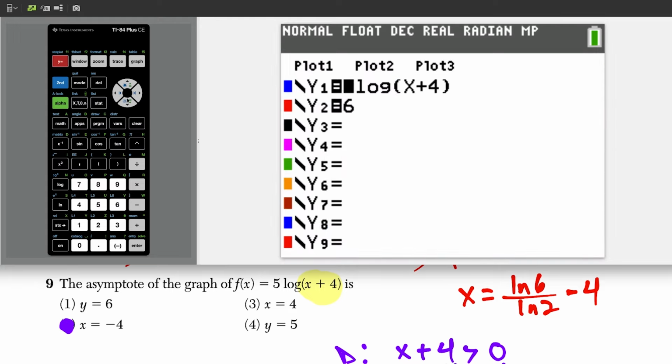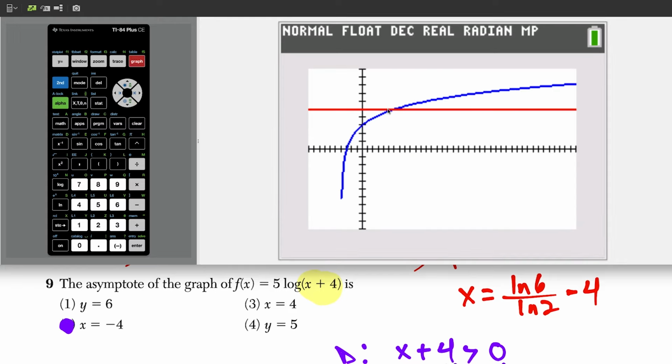Same thing if I were to do y equals 5. If I were to use that line, notice that this is not going to be an asymptote. An asymptote is a line that the graph approaches but doesn't touch. X equals 4, the problem with that is that it goes through the graph. So that's why here x equals negative 4, you can imagine if I drop down a vertical line like this, the graph is going to be getting closer and closer and closer, but without touching. So choice 2 is definitely our answer.